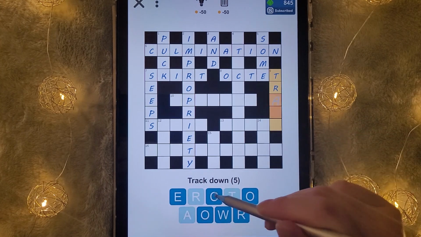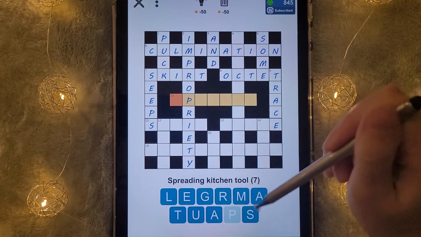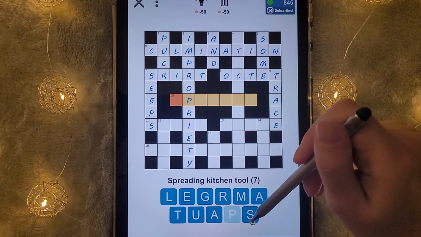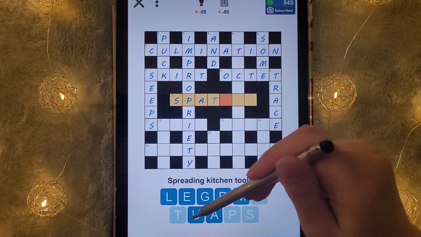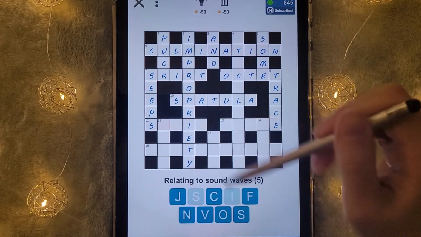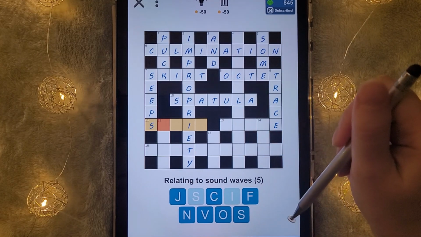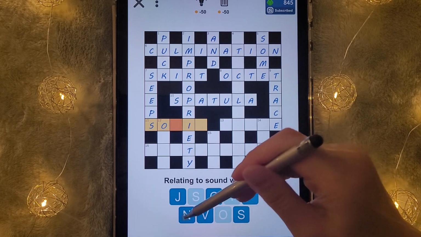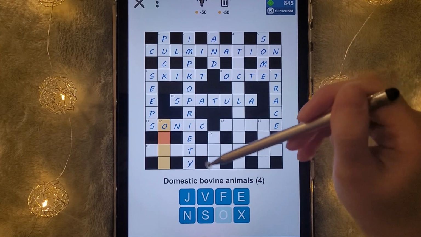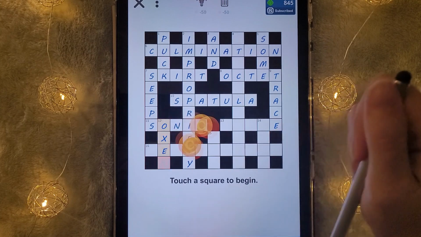Oops. Okay, yeah. Let's do 10 now. Spreading kitchen tool. Perhaps a spatula. Okay. Let's do 11 across now. Relating to sound waves. Sonic. Yes, okay. Let's do 12 down. Domestic bovine animals. I think that is oxen.